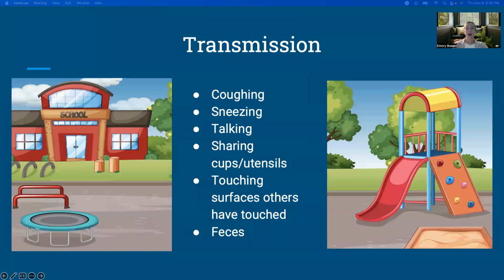So transmission. Hand, foot, and mouth disease is typically spread through vesicular fluid or oral secretions. So if somebody with the virus coughs, sneezes, or talks close to someone else, they have the potential of transmitting it. Same for kissing, hugging, or sharing cups and utensils. And it can actually be transmitted through feces as well, or touching surfaces that others have touched. Because children are more susceptible, it typically has more rapid transmission in daycares, summer camps, or in the family unit.